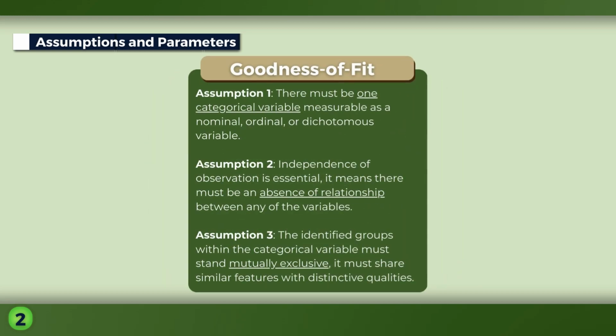The goodness of fit. For the first assumption, there must be one categorical variable measurable as a nominal, ordinal, or dichotomous variable. Second assumption would be that the independence of observation is essential. It means that there must be an absence of relationship between any of the variables. Our third assumption is that the identified groups within the categorical variable must stand mutually exclusive. They must share similar features with distinctive qualities.